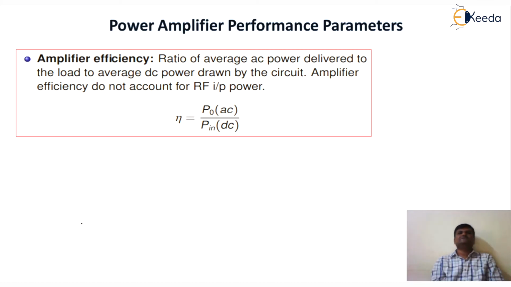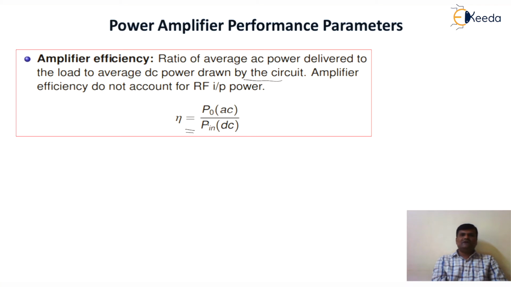The first performance parameter of an amplifier is the amplifier efficiency. It is defined as the ratio of average AC power delivered to the load to the average DC power drawn by the circuit. It is given as eta equal to P0 AC divided by P in DC. It has a drawback in that it does not consider the RF input power.